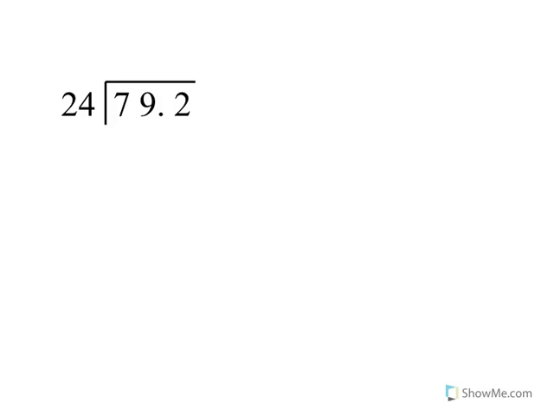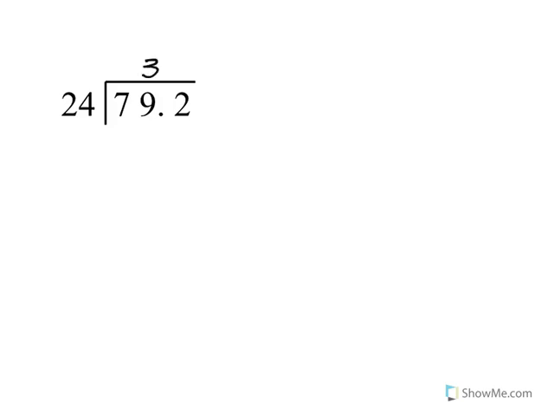I know that I cannot get any groups of 24 out of 7, but I can get groups of 24 out of 79. And so I think to myself, I know 25 is close to 24, and I would be able to get 3 groups of 25 out of 79. So I'm going to start with 3.